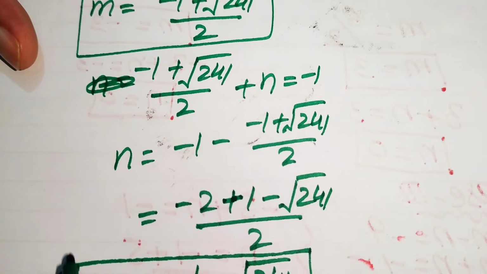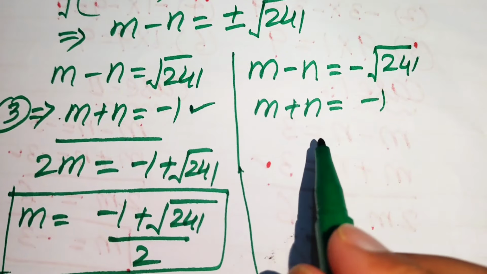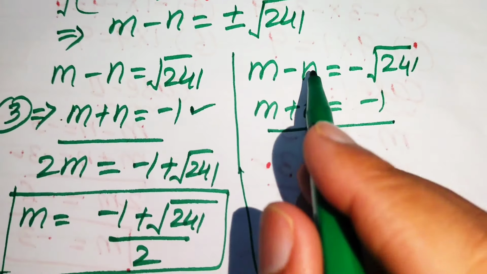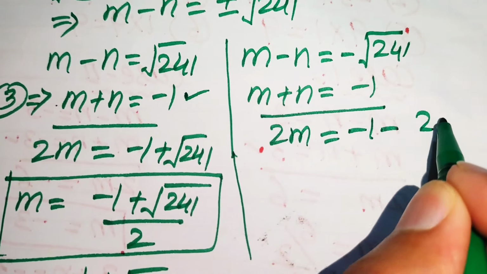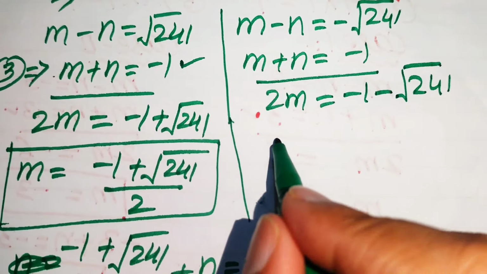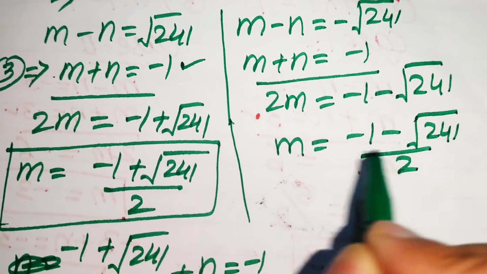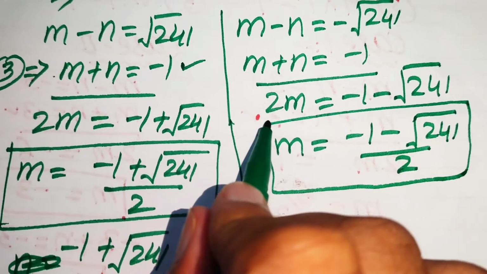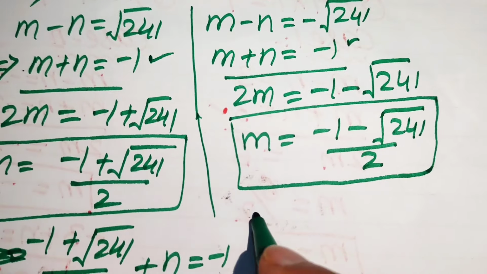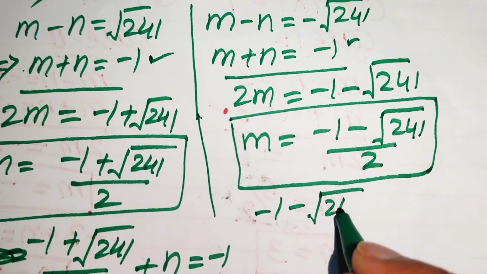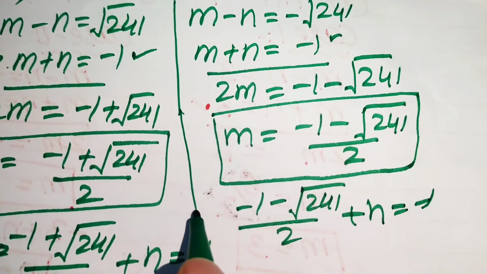So here we have the two values of m and n, and now we move towards the second case. Here we solve this case and we easily get the value of m and n. Again we add these two equations, and you get 2m is equal to minus 1 minus square root of 241. So you get the value of m is (minus 1 minus square root of 241) divided by 2. Now we put this value of m in this equation and you get the value of n in this form: (minus 1 minus square root of 241) divided by 2 plus n is equal to minus 1.